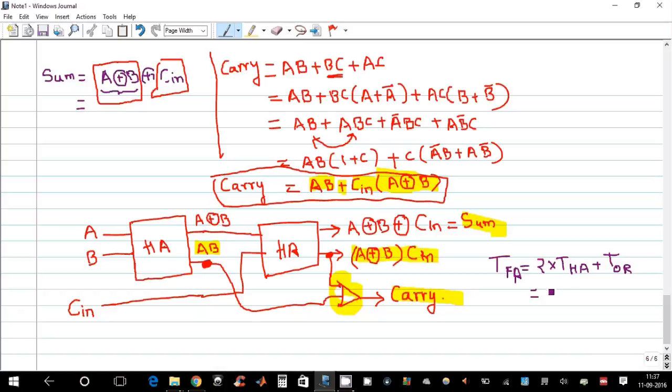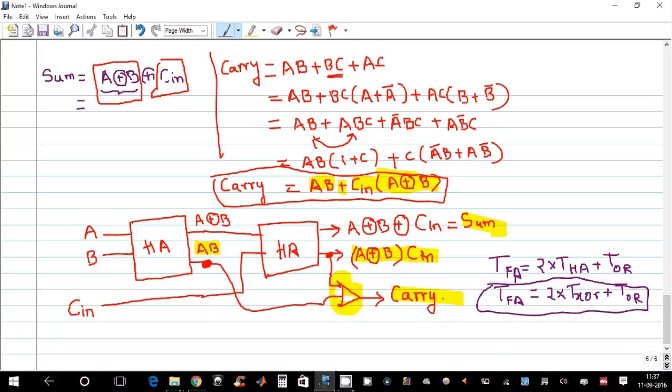So it will be equal to 2 times the delay of XOR plus 1 time the delay of the OR gate. So this will be our expression for the delay.